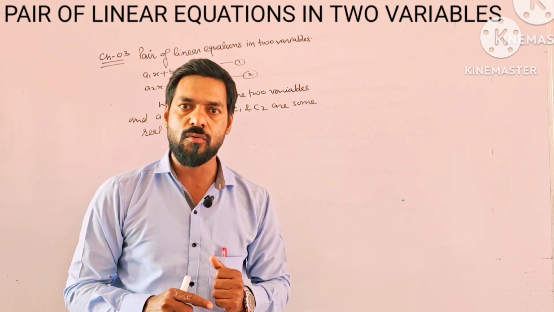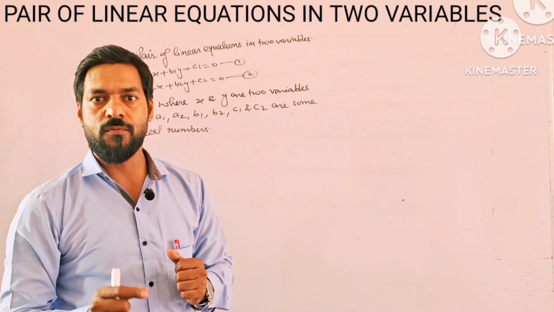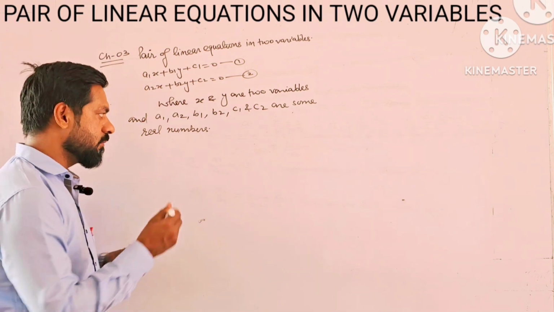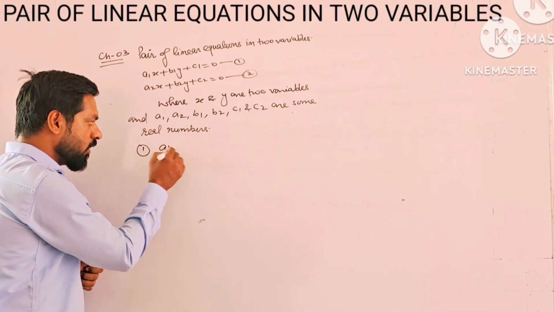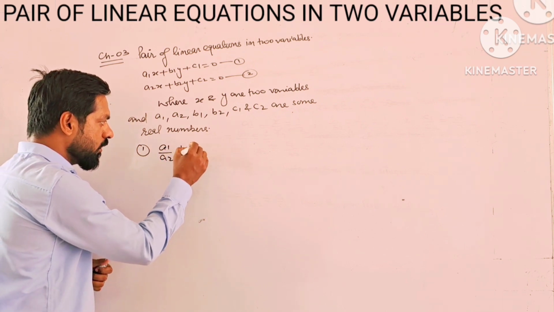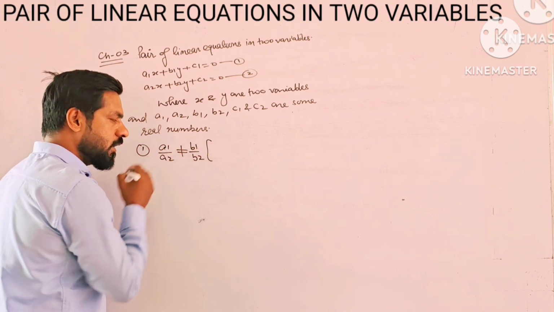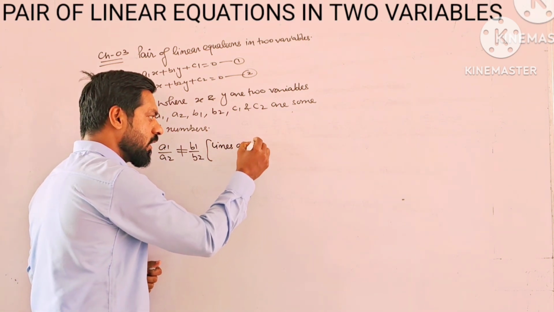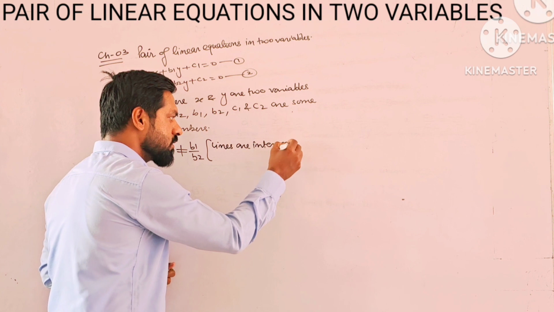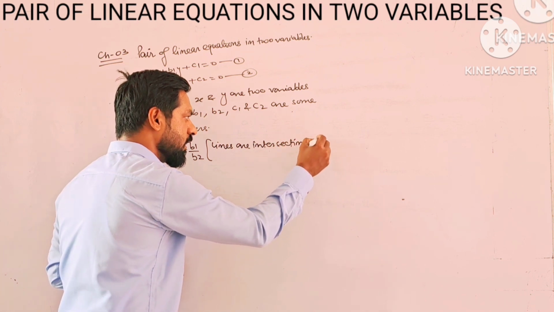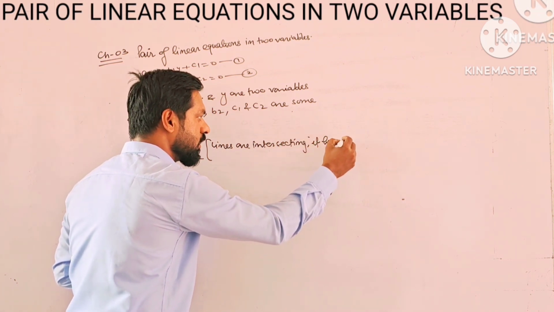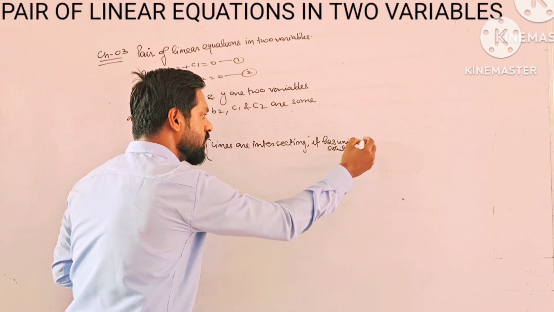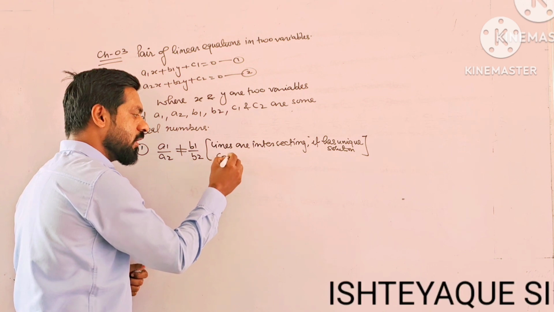For that, what you have to do, you have to find out the ratio of the coefficient of x, y and constant term. There are 3 conditions. Number 1, if a1 upon a2 not equal to b1 upon b2, then in this condition lines are intersecting. If lines are intersecting, it has unique solution. And if any solution is there, lines can be consistent.